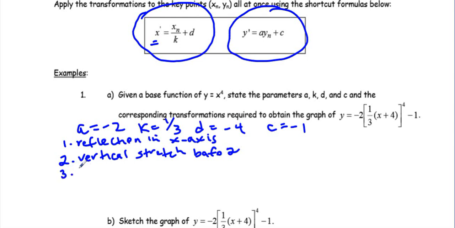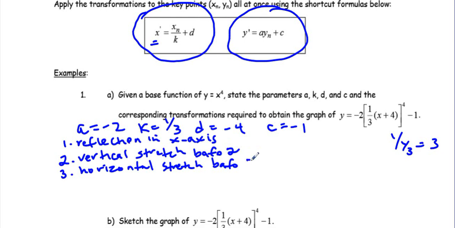The third one is a horizontal. Now we have to think about this. Is it a stretch or a compression? So if k is between 0 and 1, this is our k, then it's a stretch. So it's a horizontal stretch, BAFO, 1/k. So 1 over 1/3 is equivalent to 3. So this is a horizontal stretch by a factor of 3.